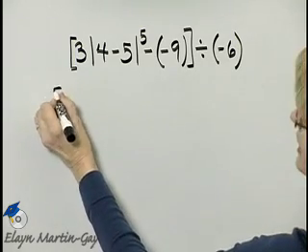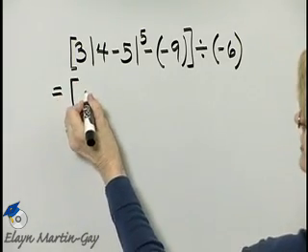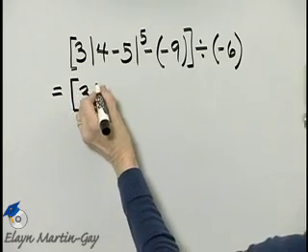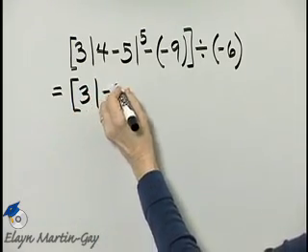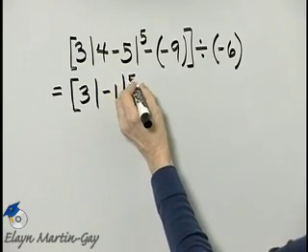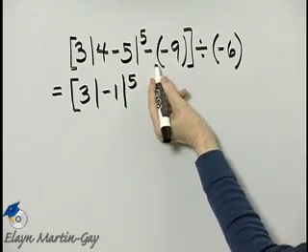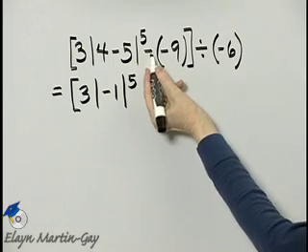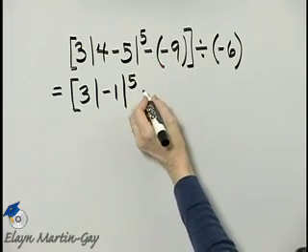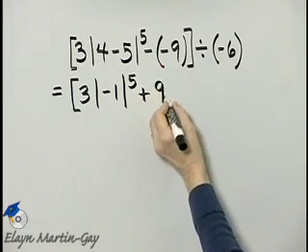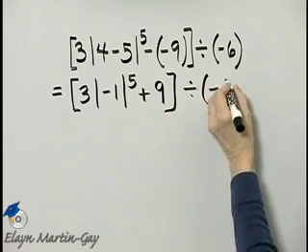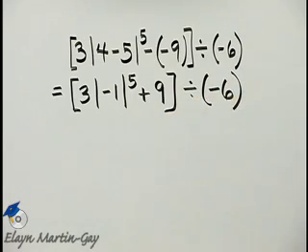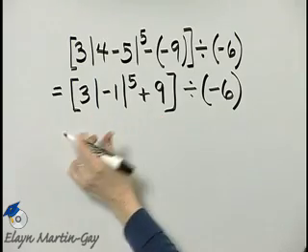So let's see what we have. We have bracket 3 times the absolute value of 4 minus 5. Now that's negative 1, and then raised to the 5th. And then if you'd like, we can go ahead and write this. This is minus negative 9. We can go ahead and write it as plus 9 if you'd like to, and then divided by negative 6. We are working, though, within this set of brackets.